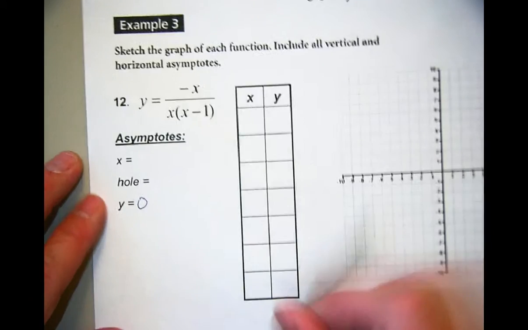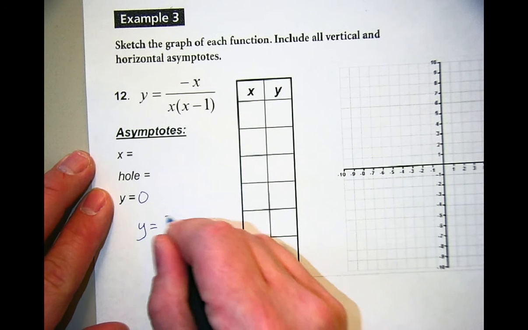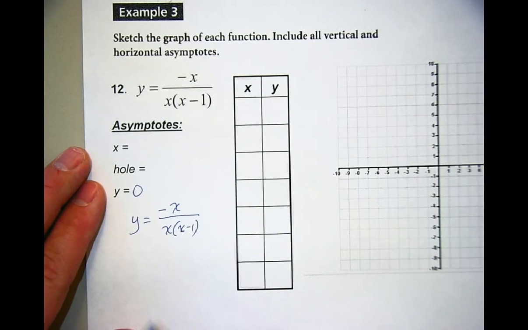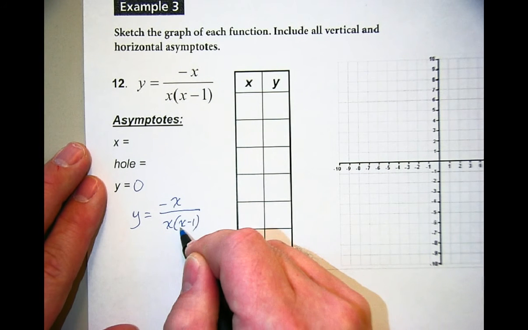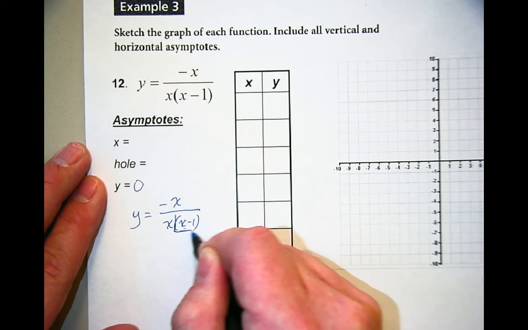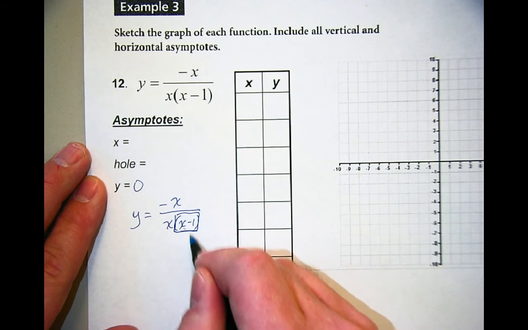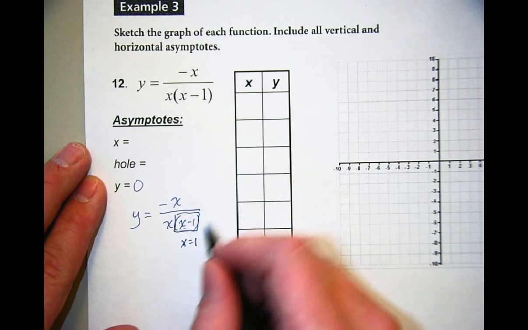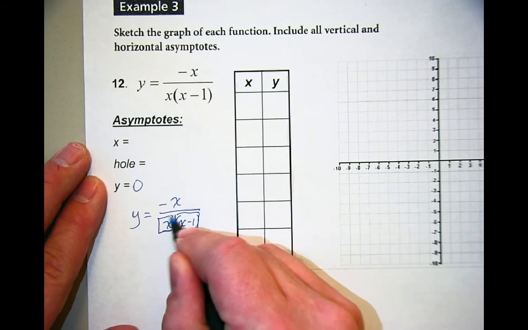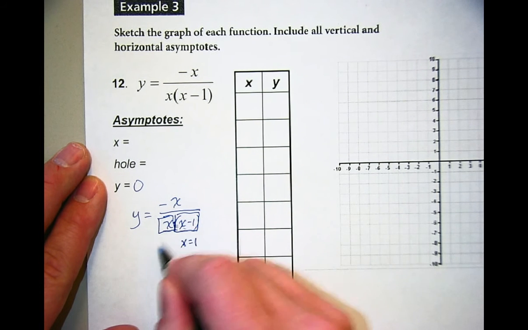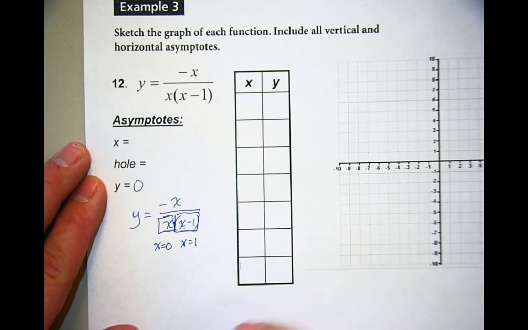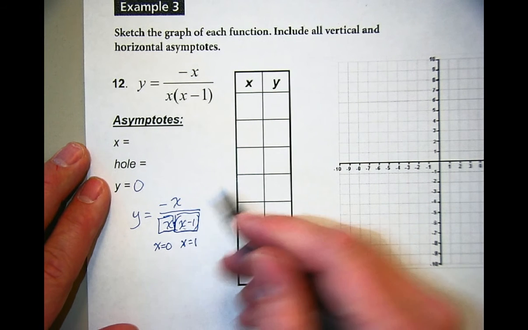Now, when we're looking at this part, y equals negative x over x times x minus 1. In this piece, I've got this part right here that tells me x equals 1. That would make that 0. That would be a discontinuity. And then I've got this piece that if I'm multiplying by, if this equaled 0, x would be 0. So those are my two discontinuities. Can I remove either of them? In other words, can I cancel anything?